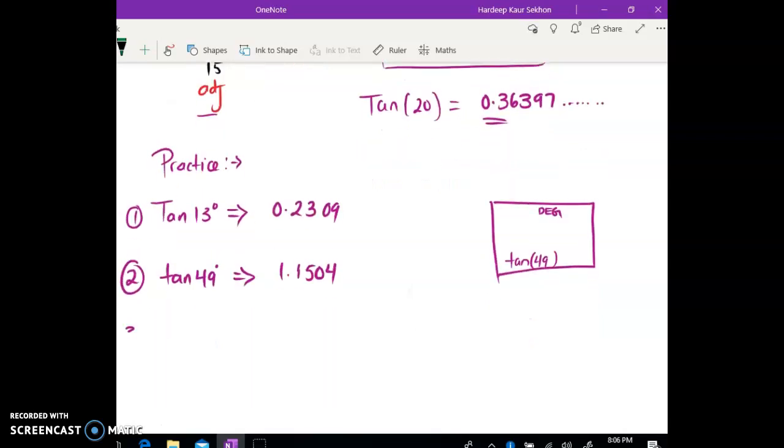Okay, so last question here, we're going to do tan 83 degrees, which will be equal to, so just put tan 83, it will be 8.1443.